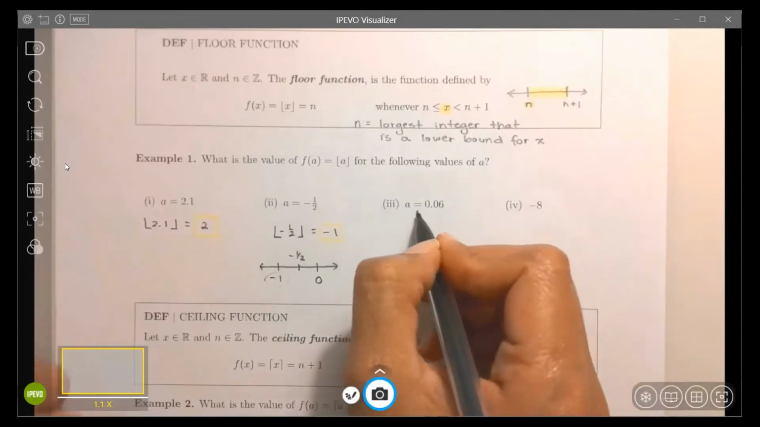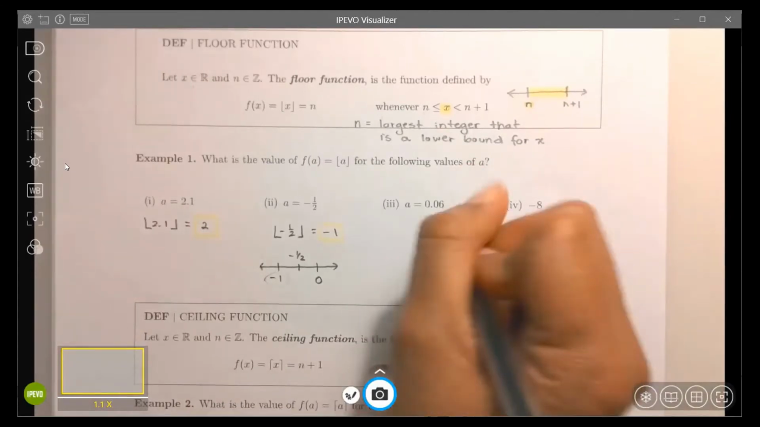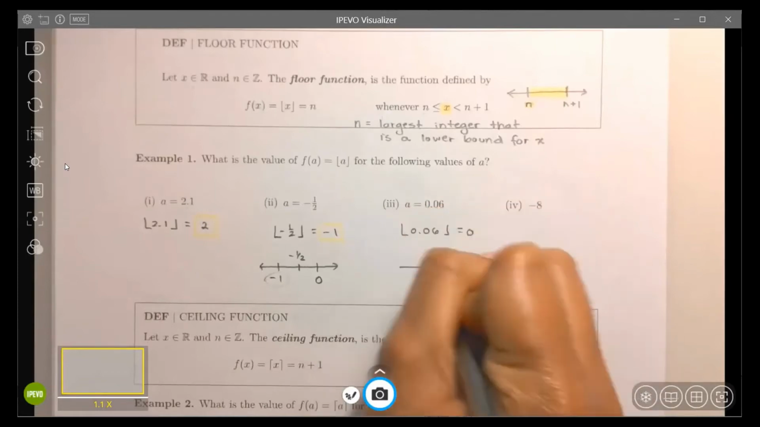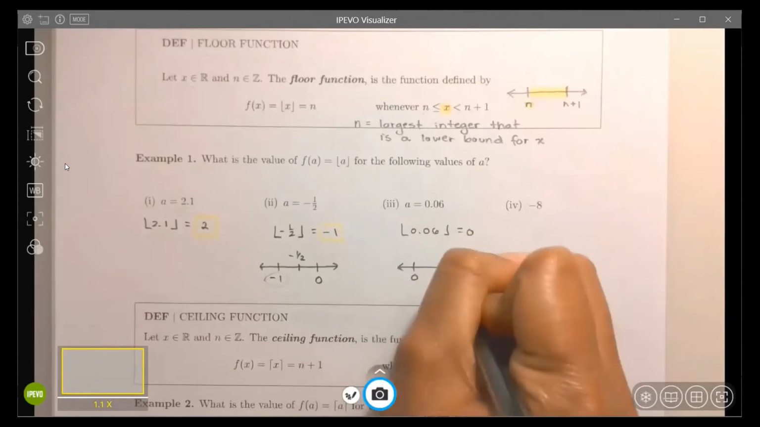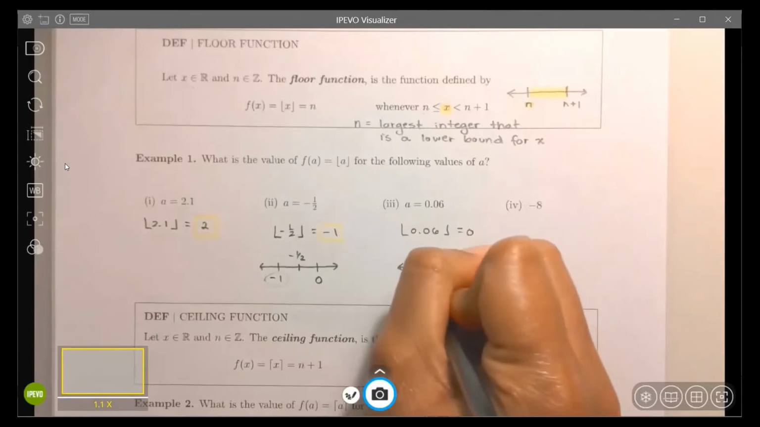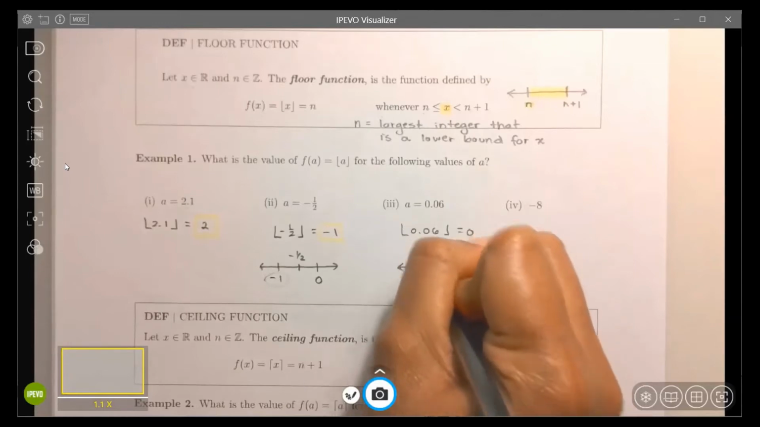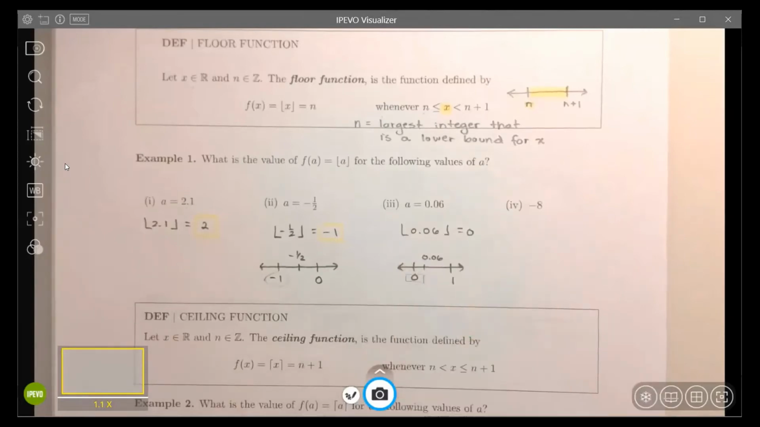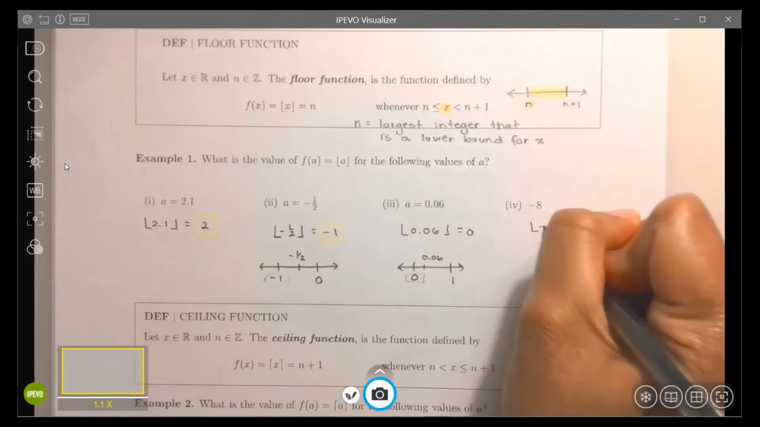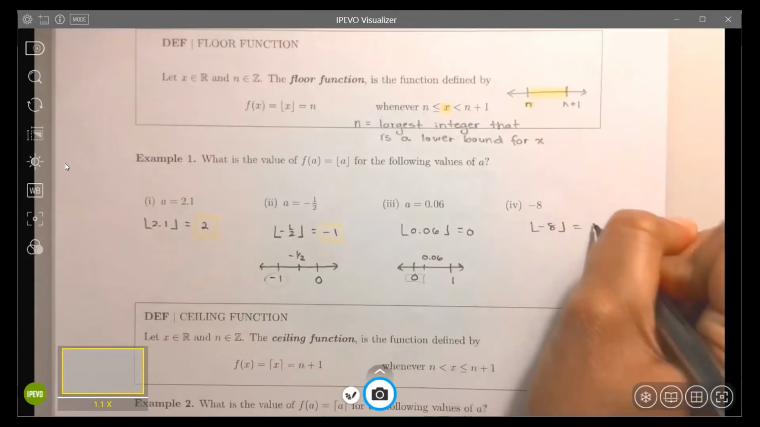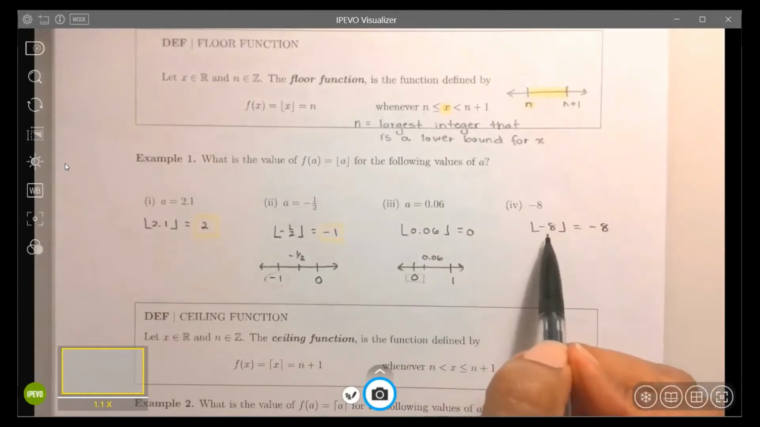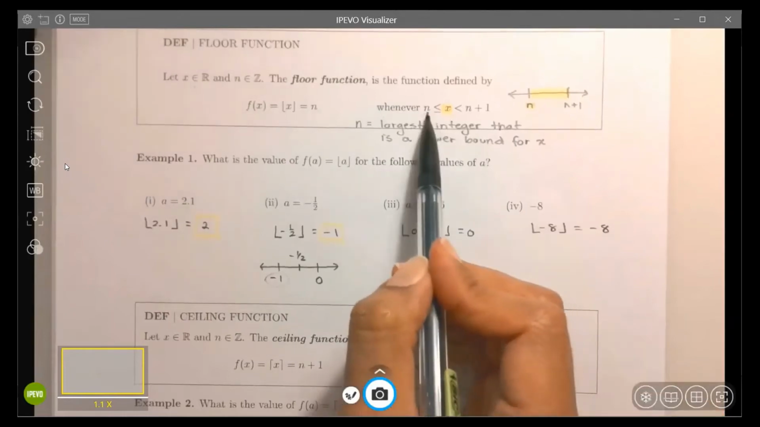Let's see, for the value 0.06, the floor of 0.06 is going to be 0. Again, because 0.06 is found between 0 and 1. So 0.06 is going to be somewhere in this region. So the largest integer that is a lower bound for x would be 0. And then finally, the floor of -8 would simply be -8, because the floor of any integer will be the integer itself, according to this definition.